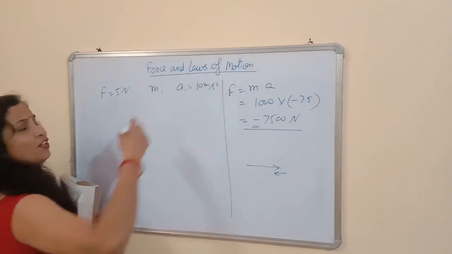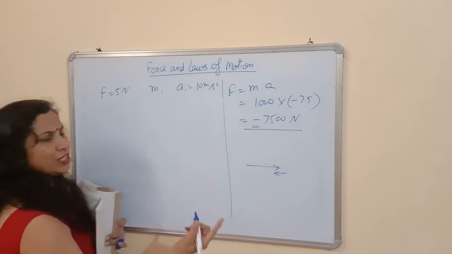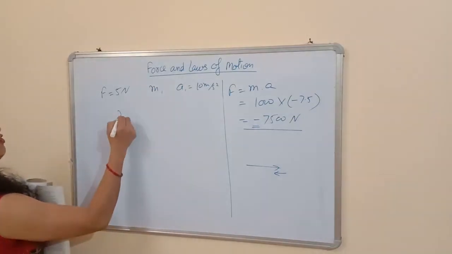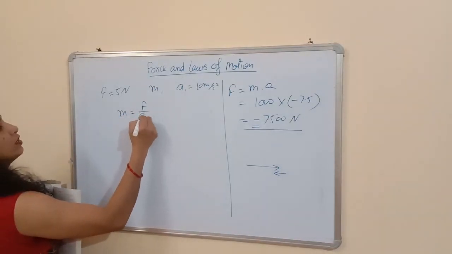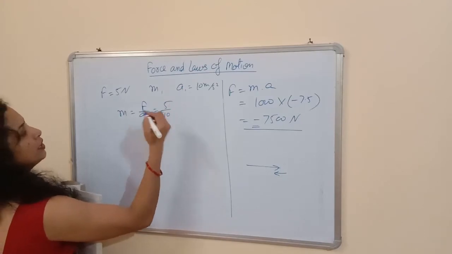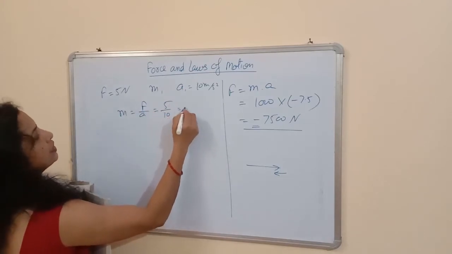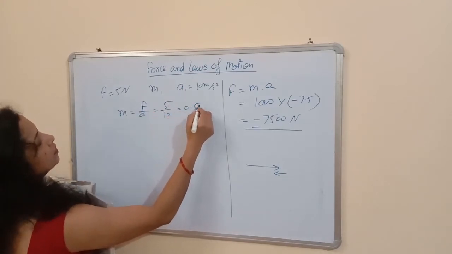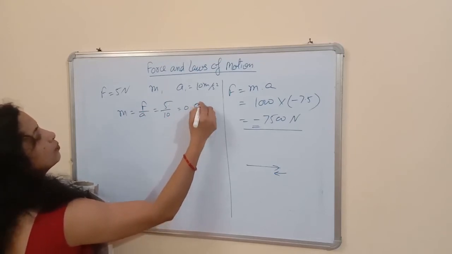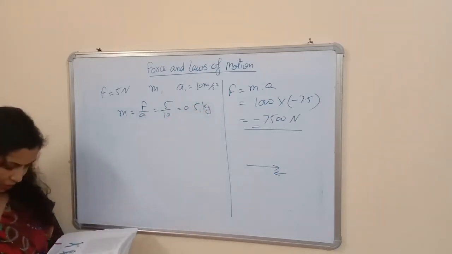So can you find the value of mass? Yes, by applying the formula F is equal to m into a. Then what will be the value of m? m is equal to F upon a. It is 5 upon 10, or we can say 0.5 kilogram. Yes, this is the mass.